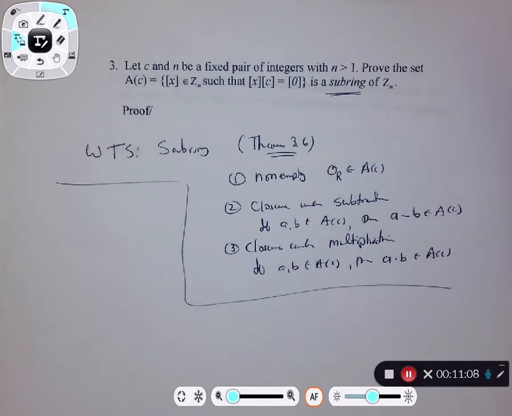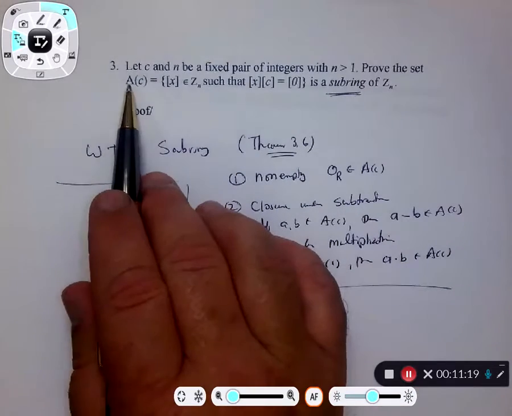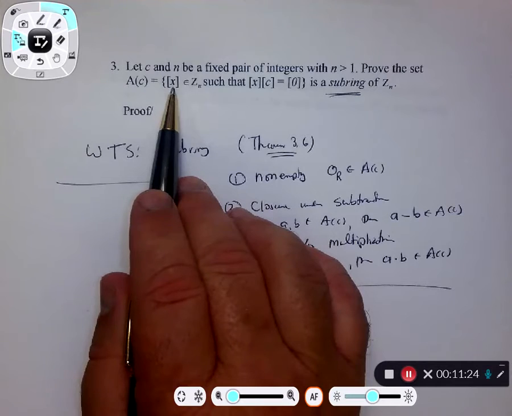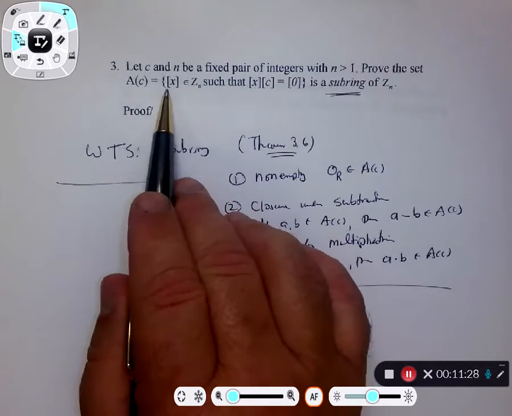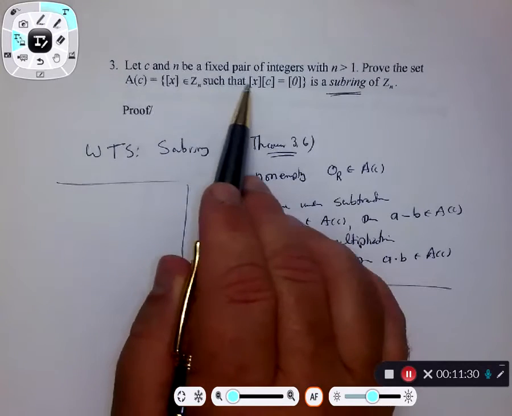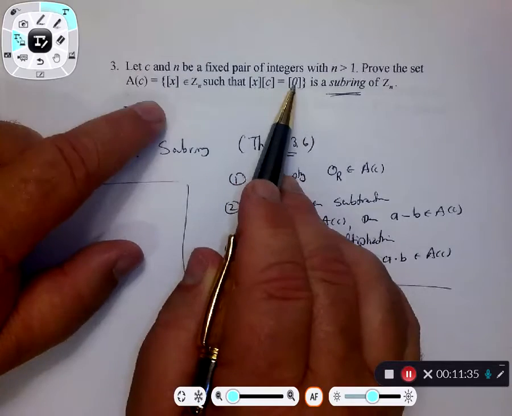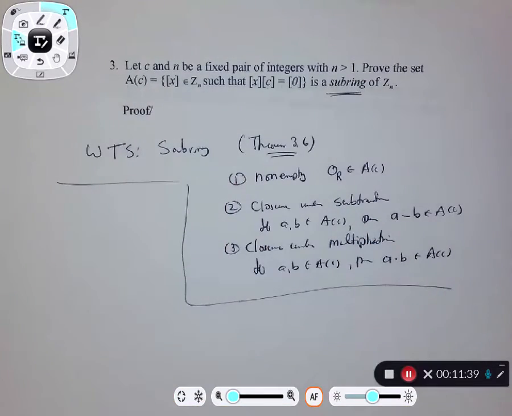Look at what I gave you. In this problem, let C and n be a fixed pair of integers with n greater than 1. Prove that the set, and it's all about being able to read the set notation, prove that the set A_C is equal to the equivalence classes X in Zn such that X times the fixed C equivalence class is equal to the 0 equivalence class. We're going to prove that set is a subring of Zn.